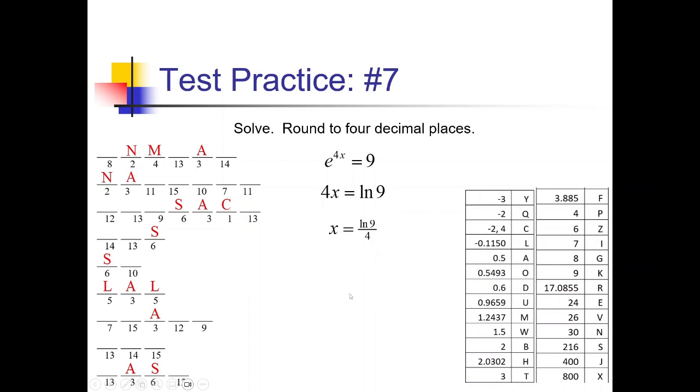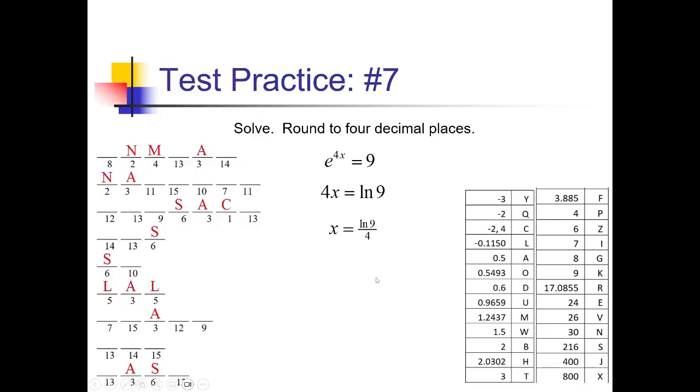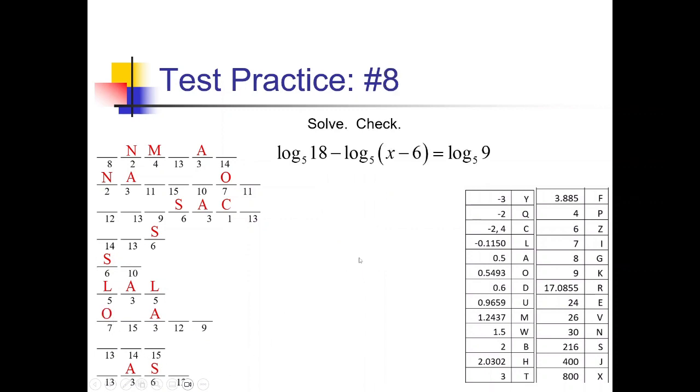Let me run that on the calculator. So there we go, ln of 9 over 4 comes out to about 0.5493. And that's going to match up with O, so we have to put that in spot 7. So there's an O, and no more 7s on the next row. Nope, nope, nope. Oh, wait, there's one. There's an O, and I think that's it.